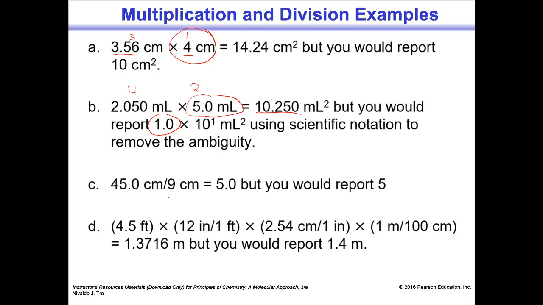For D, we have a couple of steps here, but they're all multiplication. We have 4.5 feet times 12 inches over 1 foot, times 2.54 centimeters over 1 inch, and that's going to be equal to 1 meter over 100 centimeters. If we look at this, these are all conversion factors except for one. So these are infinite, and our answer is going to be based on the first one. So 1.3716, we would round to just 2 sig figs, or 1.4 meters.